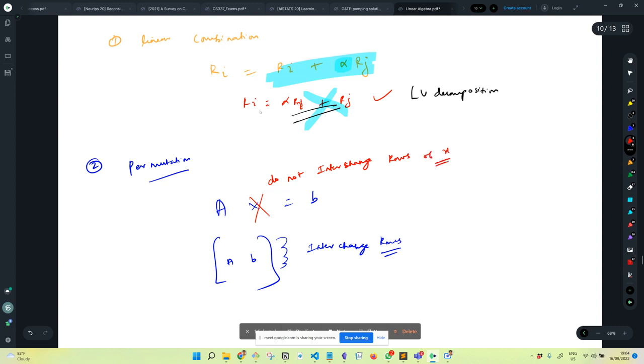And we saw why we should not interchange, right? So we saw if you interchange, the solution gets swapped. Earlier x2 was equal to 2. After you interchange, x1 will become equal to 2. And we don't want that.